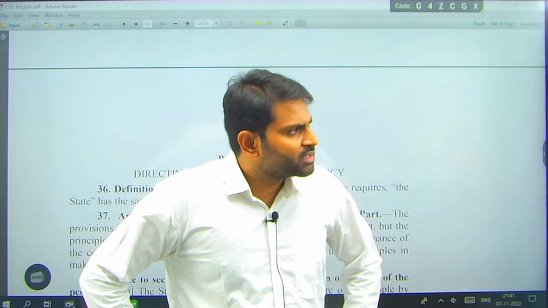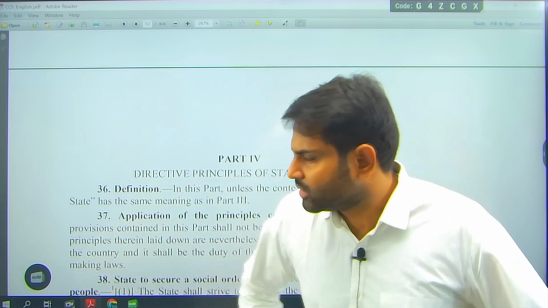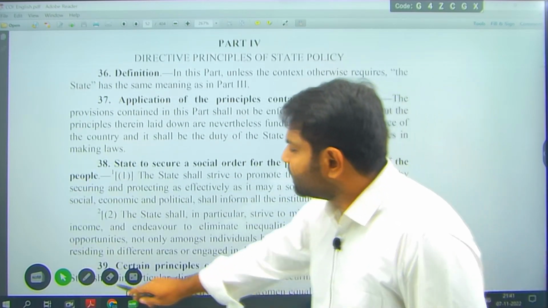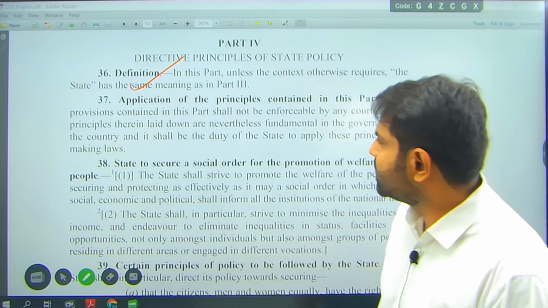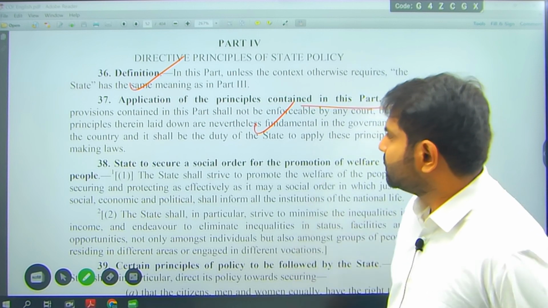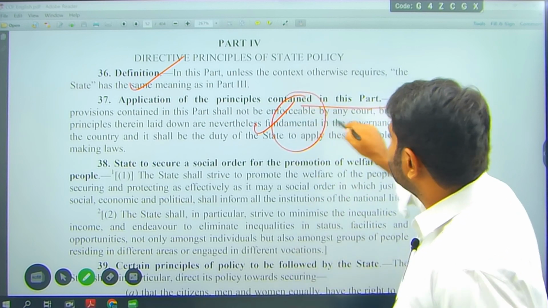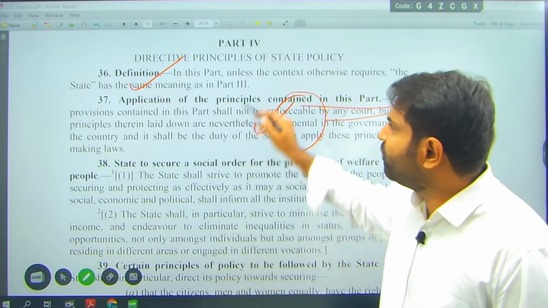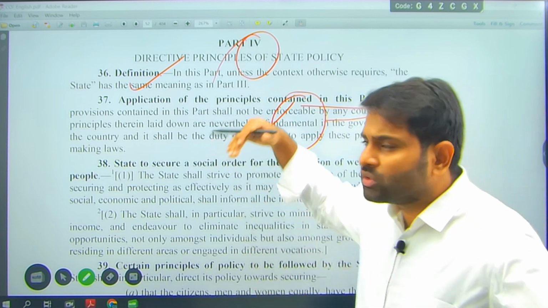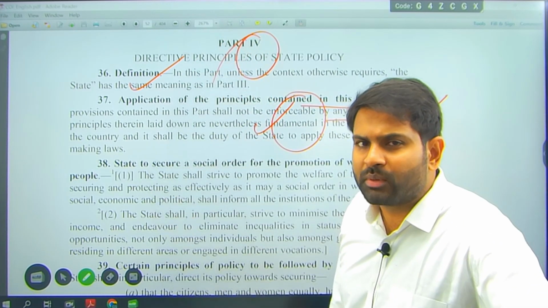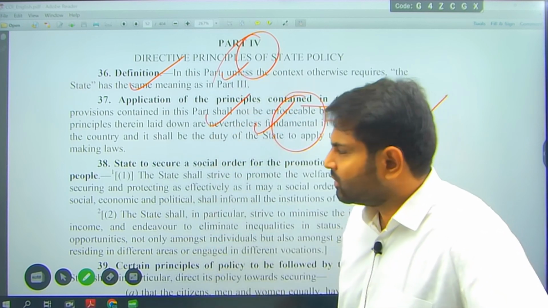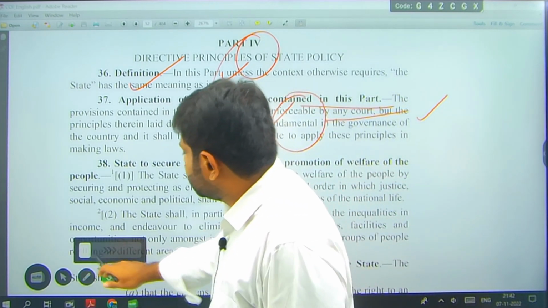So, we are done with fundamental rights. Next, we are getting into directive principles of state policy. This is also an important one. Article 36 is the same, again the definition of state, there is no change. Article 37, application of these principles contained in this part. So, these are not enforceable in any court of law. This is saying that Part 4 of Indian Constitution, directive principles of state policy, are not enforceable. Fundamental rights are enforceable because of Article 32, these are not enforceable because of Article 37. 36, definition of state. 37, non-enforceability. Okay, we cannot go to Supreme Court.